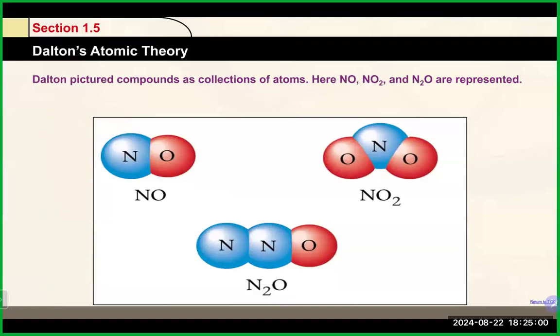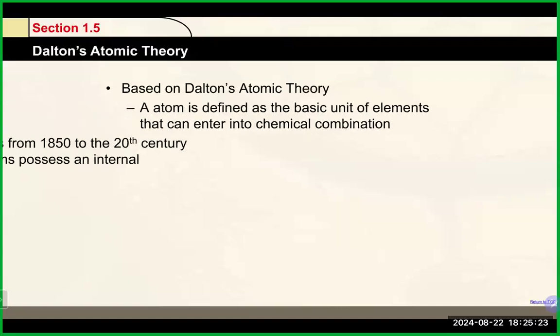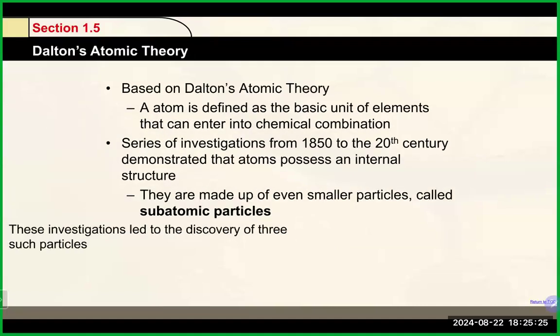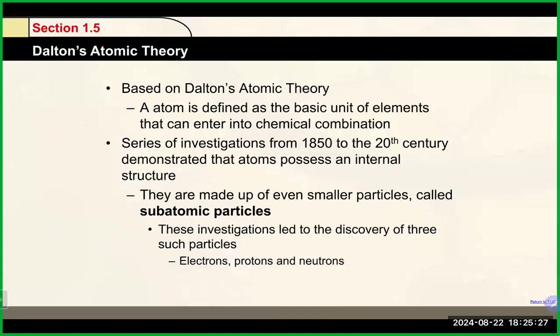So as we talked about, Dalton pictured atoms as a combination of these elements. And again, you can see different combinations of elements will create different compounds. And the ratio of the mass of, in this case, nitrogen to oxygen, would be related to each other by these whole number ratios. Now, based on Dalton's atomic theory, there was this idea that the atom is defined as the basic unit of those elements that could come into chemical combination.